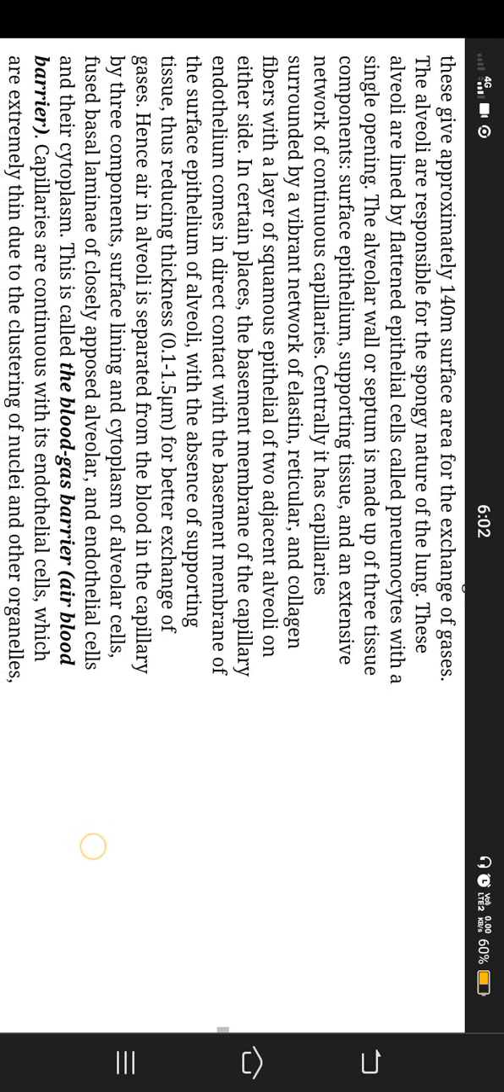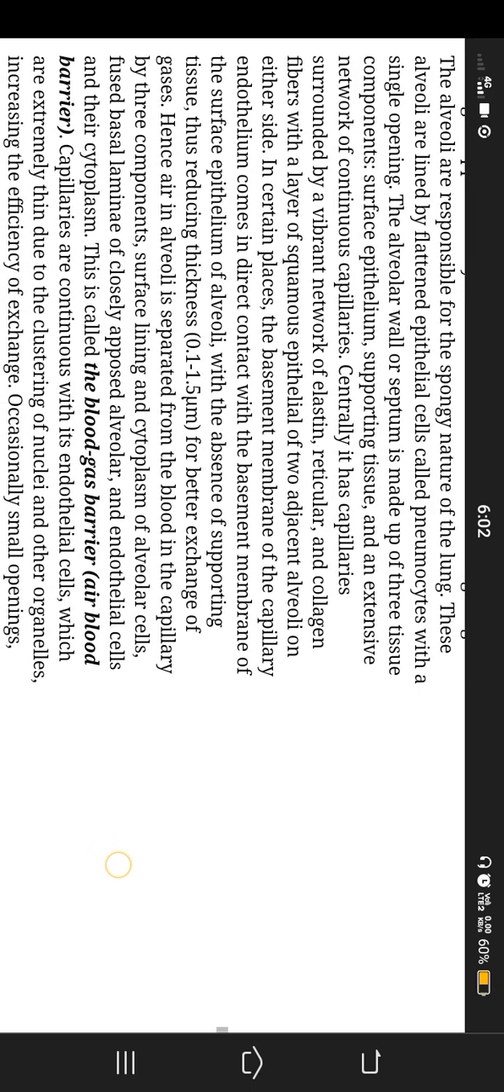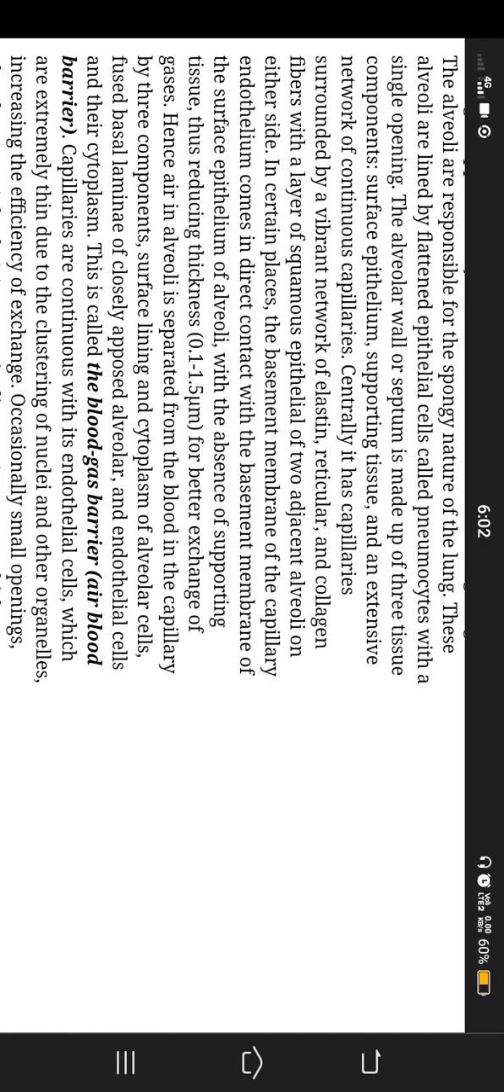The alveoli are lined by flattened epithelial cells called pneumocytes with a single opening. The alveolar wall or septum is made up of three tissue components: surface epithelium, supporting tissue, and an extensive network of continuous capillaries.